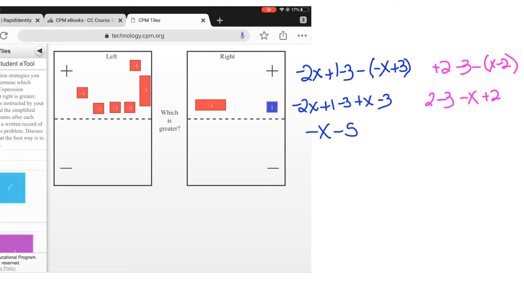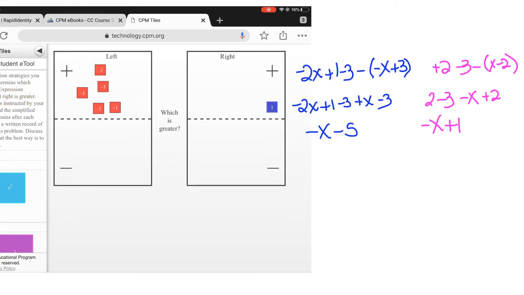Now on the left-hand side, I've got a -x and -5 in the positive region. And on the right-hand side, I've got a -x and a +1. So now what I'm going to do is remove identical tiles that are in the same region but on opposite mats. I've got a -x and a -x that are both in the positive region. I can remove both of those.